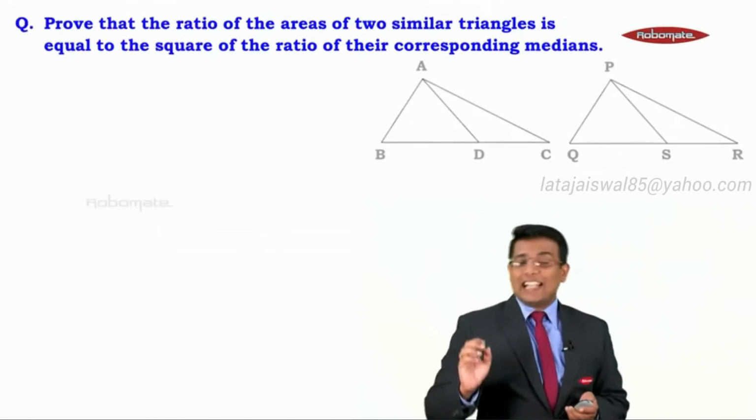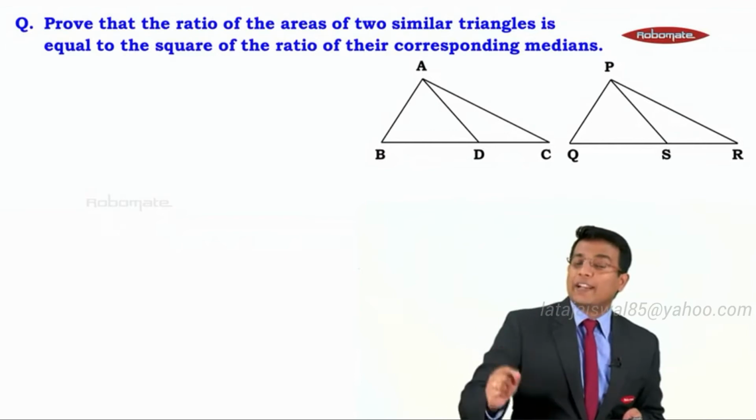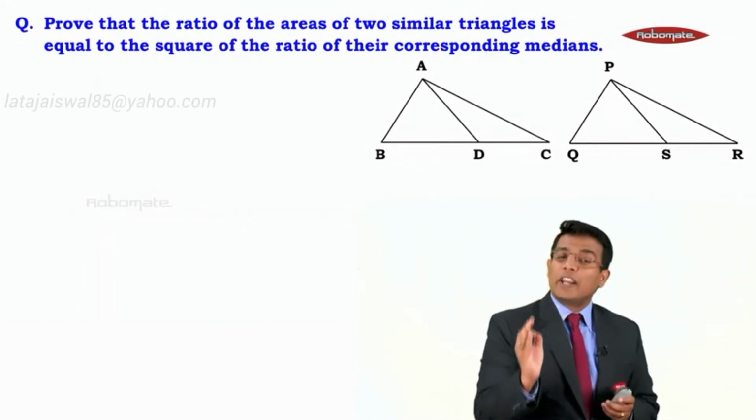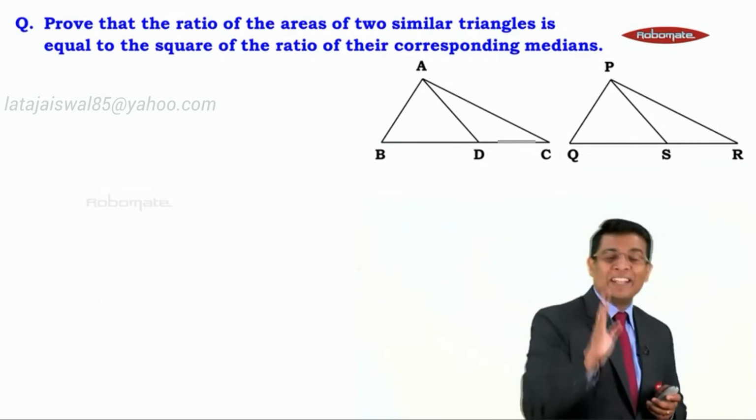We're doing a very important sum. Let's see the sum first. It says: prove that the ratio of the areas of two similar triangles is equal to the square of the ratio of their corresponding medians.